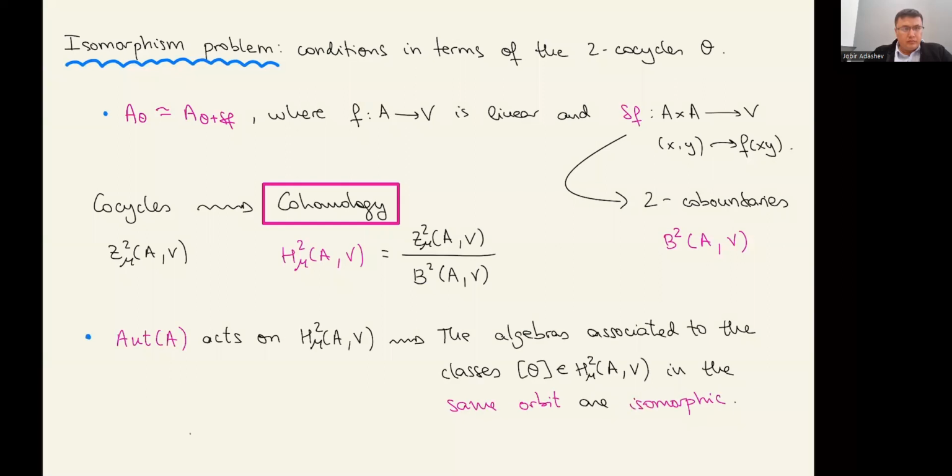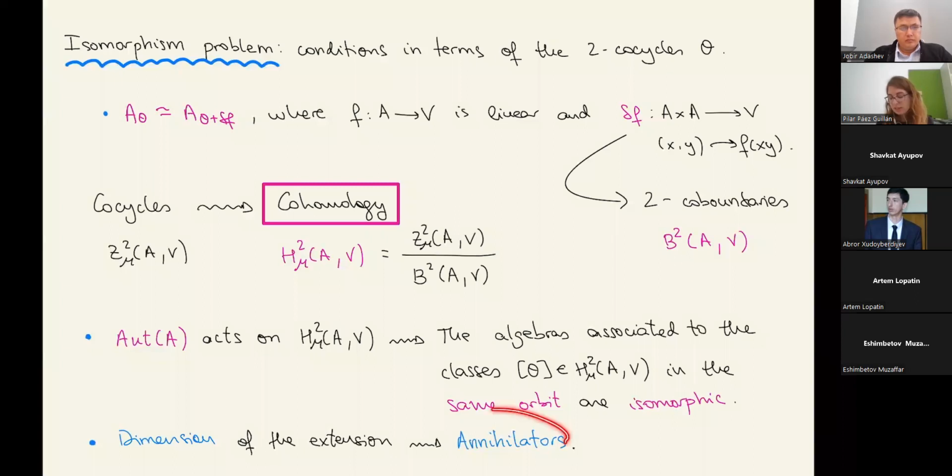Also, we have that the automorphism group of the algebra acts on the cocycles, and the action is inherited in the cohomology. So we have the next result that tells us that the algebras which are associated to the cohomological classes in the same orbit are going to be isomorphic. And with this, roughly speaking, we solve the problem, except that we can have some kind of technical problems with the dimension of the extensions. We can construct an algebra as a one-dimensional extension of another algebra, and also as a two-dimensional extension of another one of a smaller dimension. So to avoid these problems, we impose technical conditions on the annihilators of the algebras, and everything goes well.